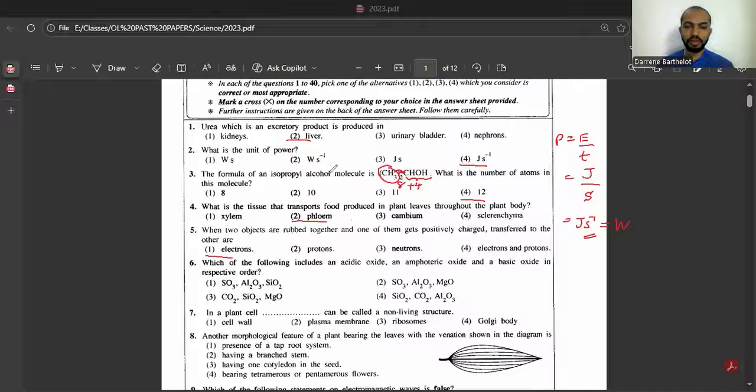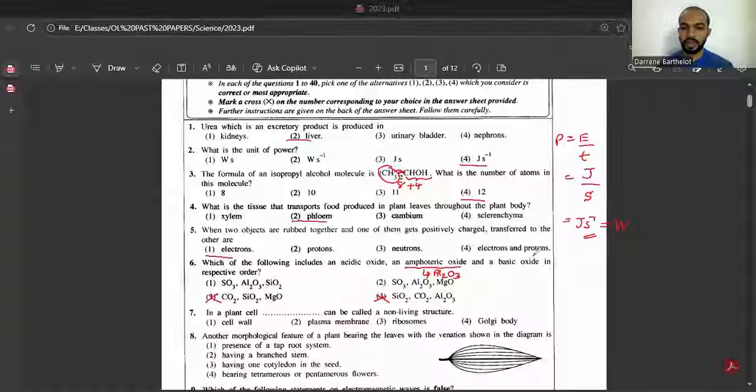Question number 6. Which of the following includes an acidic oxide, amphoteric oxide, and basic oxide? So if you see amphoteric oxide, the only amphoteric oxide present in your syllabus is aluminium oxide, which means you should have Al2O3 in the middle. So you can omit the third answer, you can omit the fourth answer as well. So now you have two answers remaining. Out of these two, you can see SO3 is the same, Al2O3 is the same. Now you should consider the last one.